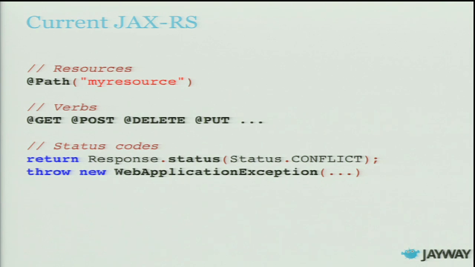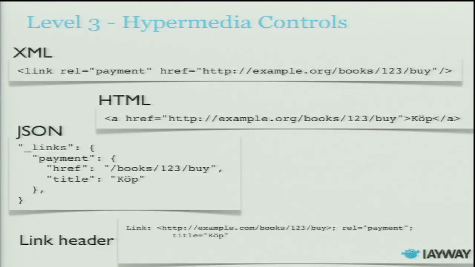But of course, there is a level 3. At level 3, you have something called hypermedia controls. What this means is that in your response, typically in your representation, you embed links. And this is something you all know about when you browse the web. When you browse the web, you get an HTML representation, and you have links inside of that, and you can navigate the links. So it's really that simple. And there are many ways to represent links. You can have them in XML, JSON, and you can also have them in the HTTP header, so there are many ways to represent that.